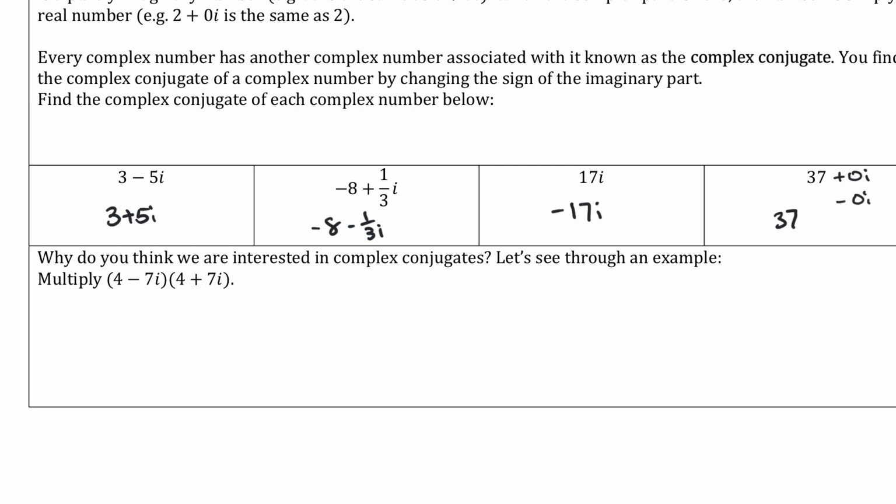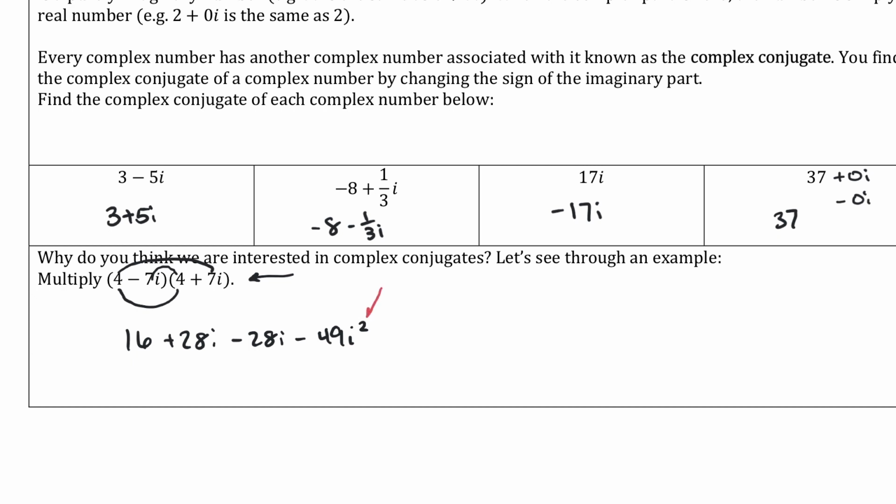Okay, what do we do with conjugates? Well, we use them for division. And I want to walk back for a minute and talk about how you can multiply complex numbers together. We're just going to FOIL this all together, right? So 4 times 4 is 16. Then 4 times 7i is going to be plus 28i. Then you're going to have here negative 7i times 4. That's going to be negative 28i. And then you're going to have minus 49i squared.